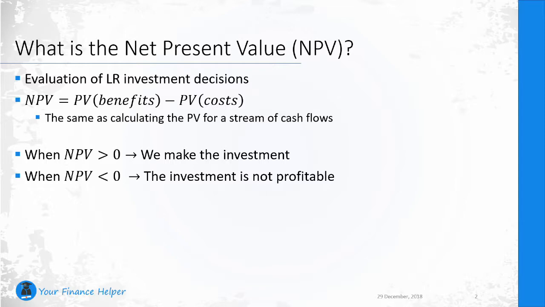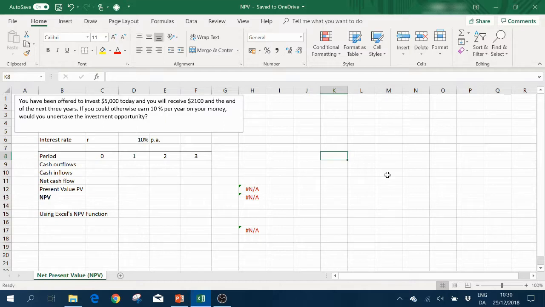We are going to go through an example, and I'm just going to jump right into Excel. Okay, I have this short exercise prepared for you in Excel just to show you how we actually calculate the net present value. So imagine that you have been offered to invest $5,000 today, and you will receive $2,100 at the end of the next 3 years. If you could otherwise earn 10% per year on your money, would you undertake the investment?